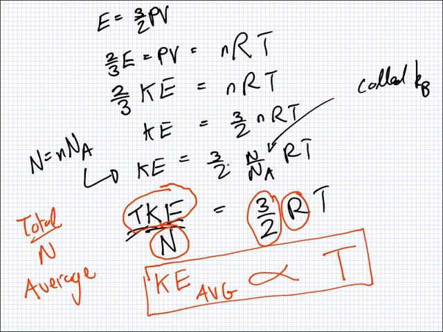But also interesting, if the temperature is 0, then the kinetic energy is 0. So it means if the temperature is 0 Kelvin, the molecules are not moving.